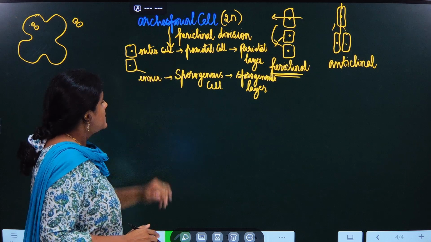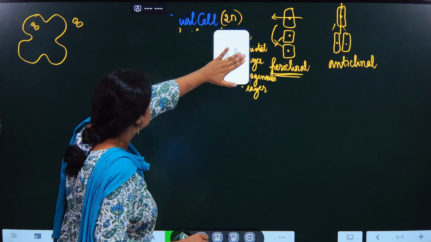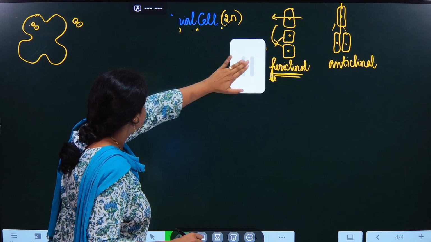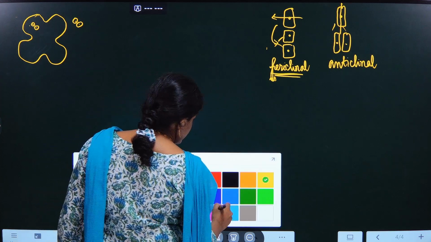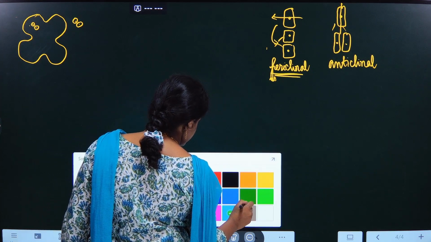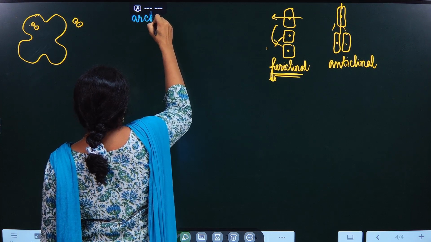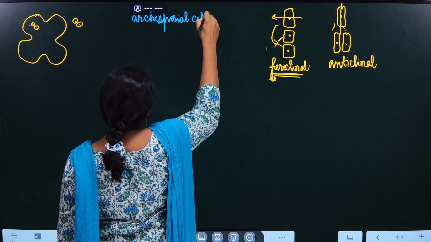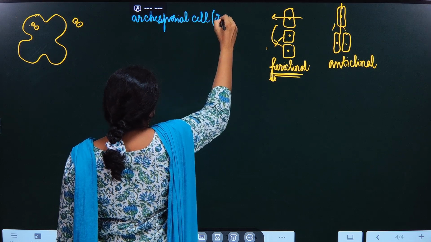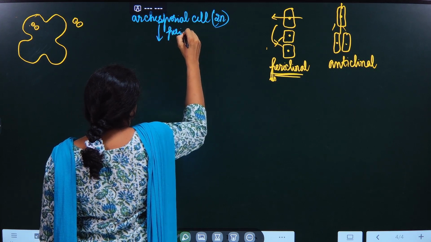Okay. Now let us talk about, yeah, that's okay. I am going to write it again in a better color probably. So the archisporial cell, which was diploid, has undergone periclinal division.